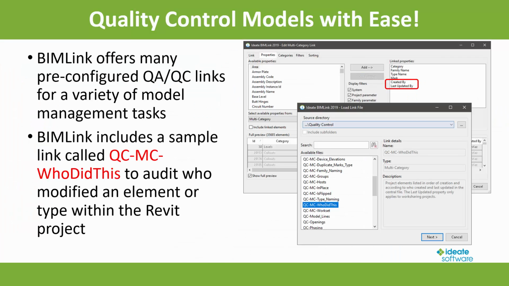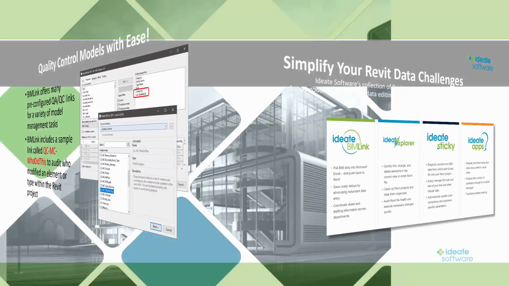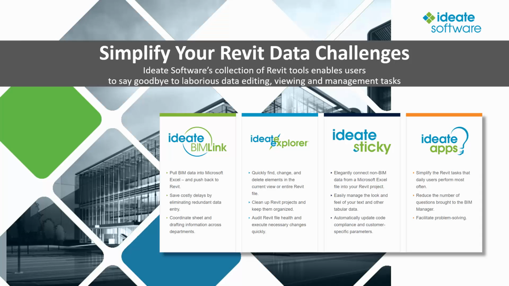Reviewing these sample link definition files is a great way to introduce yourself to the many available workflows and data management processes that Ideate BIMLink supports. We have many available links already defined for maintaining quality control and project standards for your Revit project. Be sure to check out the other Ideate software solutions available for Revit. Our entire collection will simplify your Revit data challenges and increase productivity and efficiency for the entire Revit team.